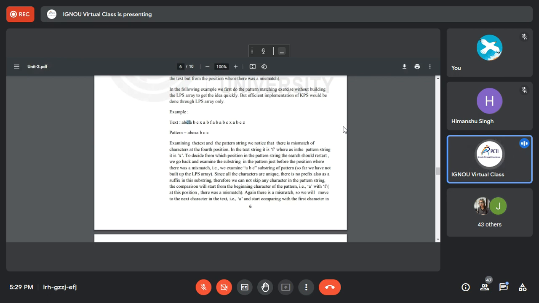The comparison will always start from the beginning character of the pattern, that means A. With F at that position, there was a mismatch. Again there is a mismatch, so we will move to the next character, and start comparing with the first character and so on.